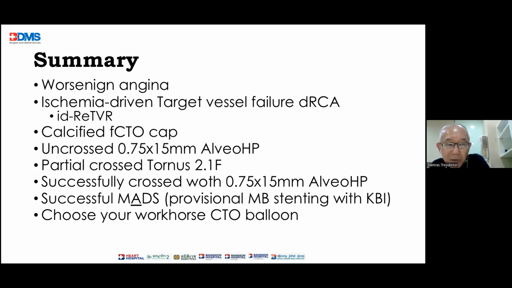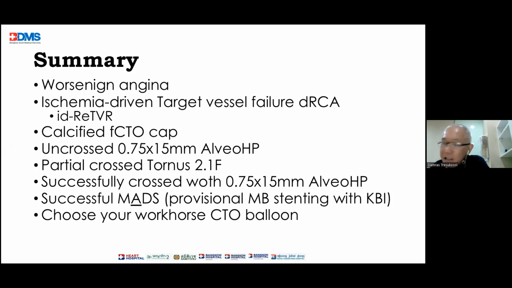Unfortunately, we demonstrated an uncrossable 0.75 by 15 Alveo HP, but it partially crossed a little bit, 1-2 millimeter. And then we exchange this Alveo to Tonus 2.1. And again, Tonus was not crossed. And we come back to the Alveo, and we successfully crossed with the 0.75 by 15. And we successfully do the provisional main branch stenting with KBI.